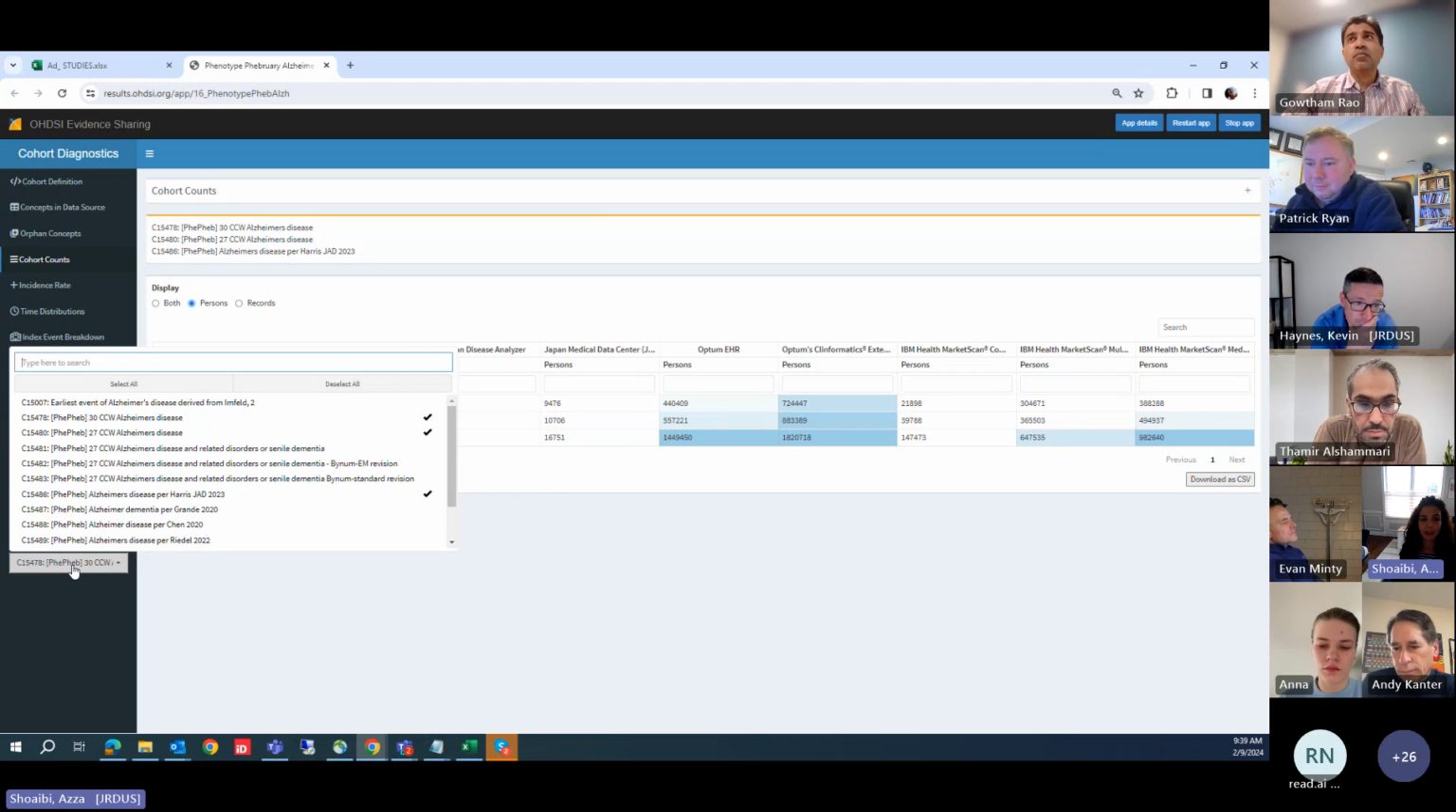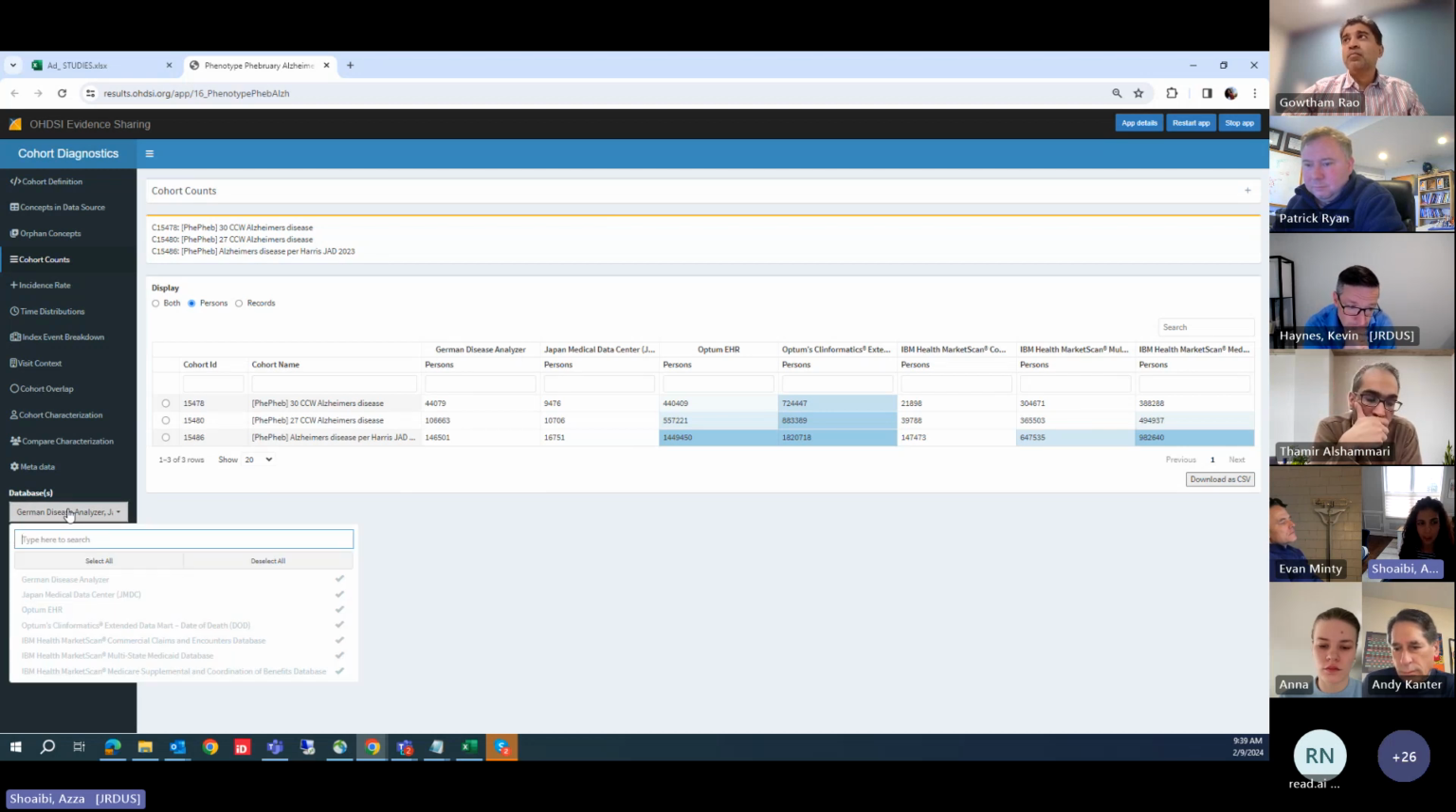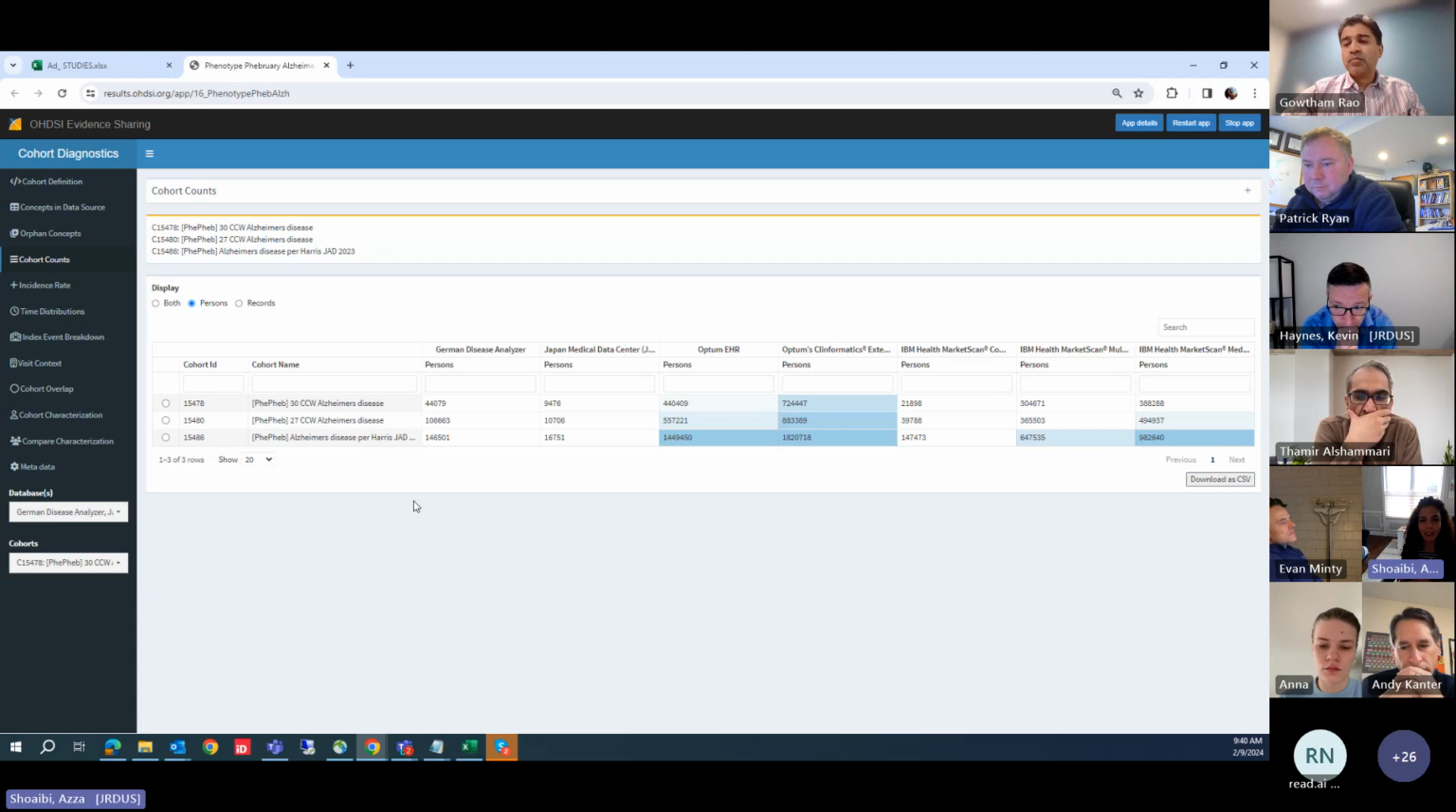You can select the cohorts you're going to look at in case you have multiple cohorts that you ran, and you can select the data source you want to see the results for. Depending on what you're looking at, you can select multiple data sources at the same time, and sometimes you can also select multiple cohorts at the same time. And sometimes you can select multiple cohorts and multiple data sources, depends on the diagnostics.